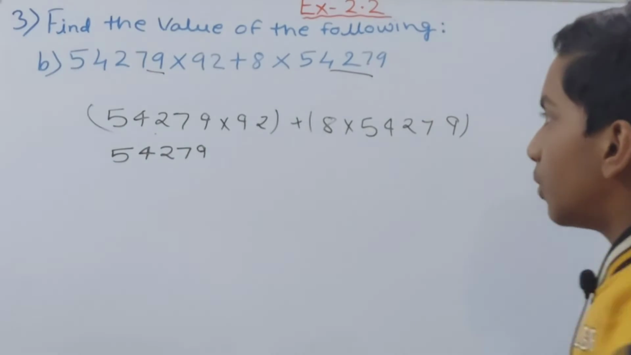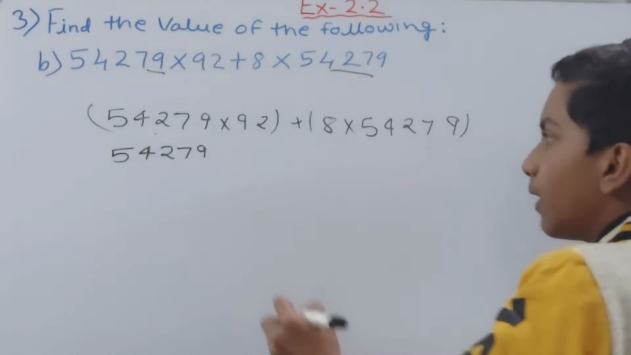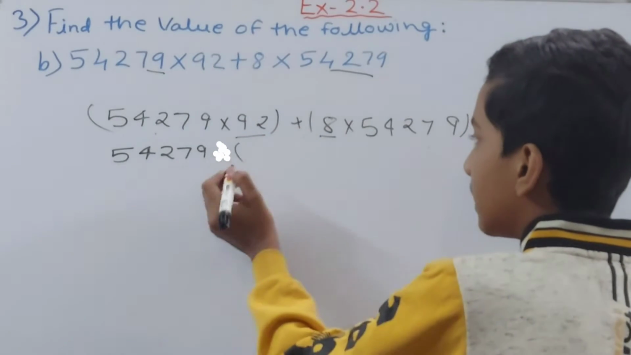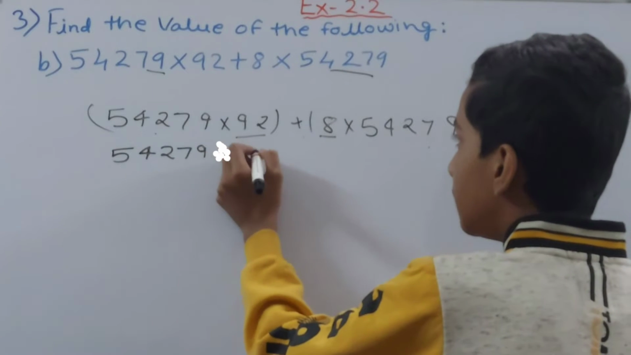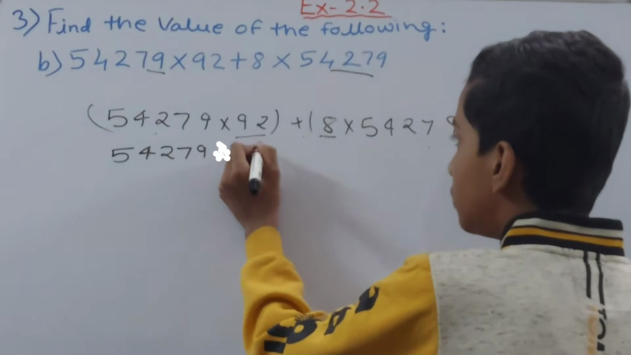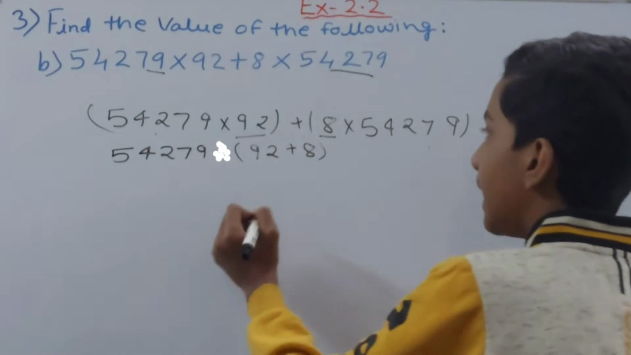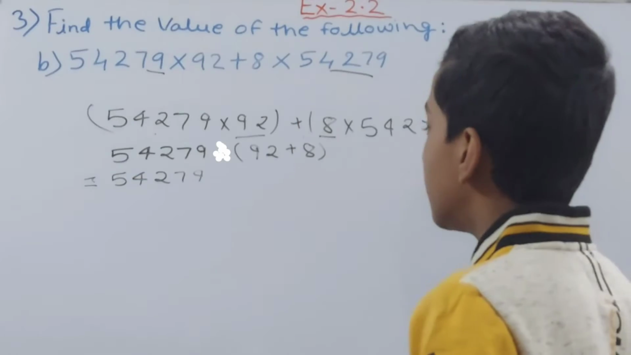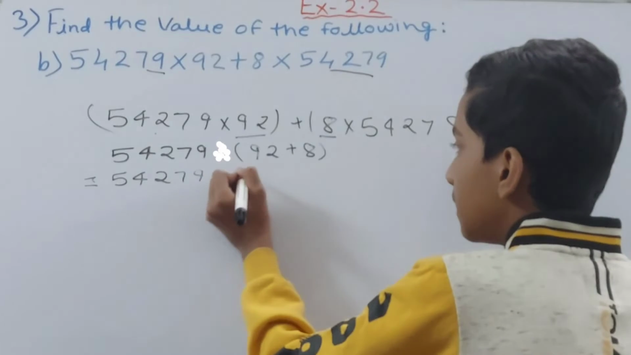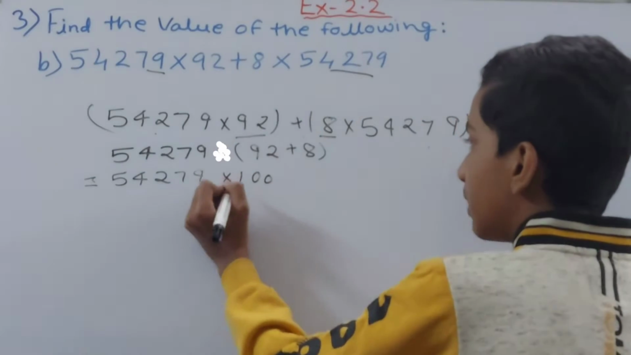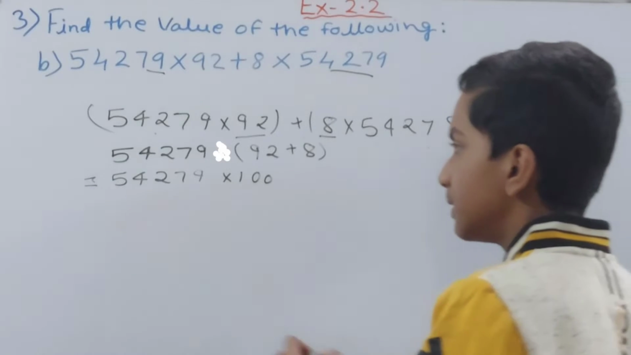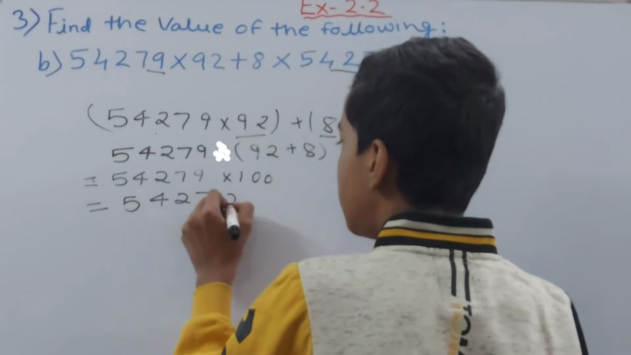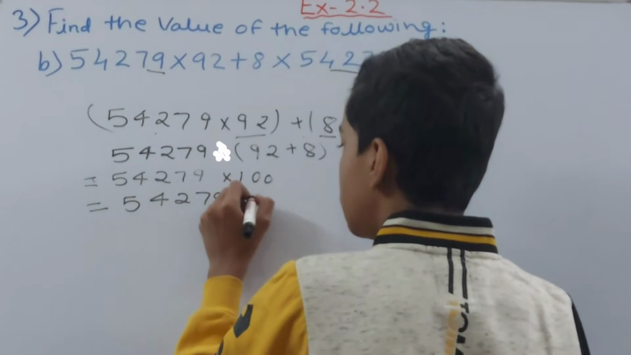Now this was the only thing which is common in these 2 brackets. And in brackets you can see we are left with 92 and 8. So we will add them. So 92 plus 8 here, 54279. So 92 plus 8 is 100, right? And this plus will change to a multiply sign. So 54279 into 100, that will be 54279 and 2 zeros after it.